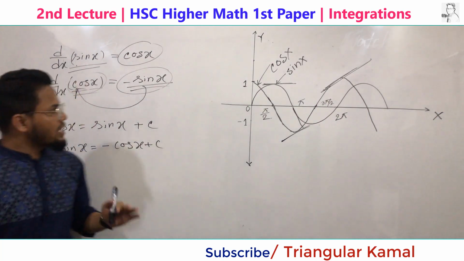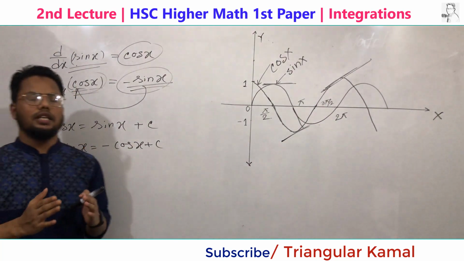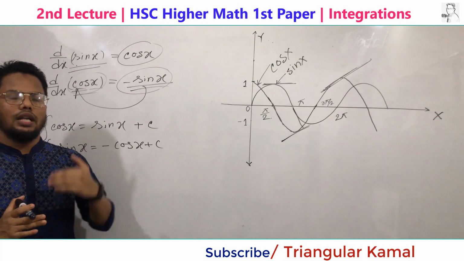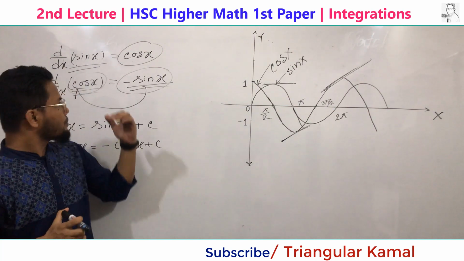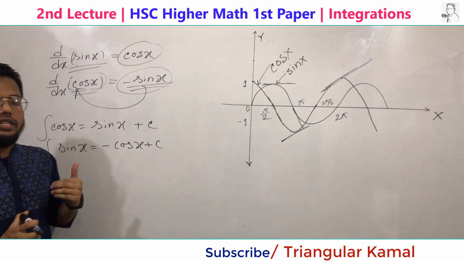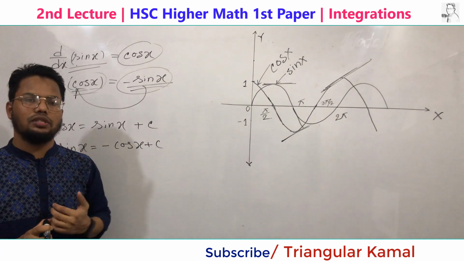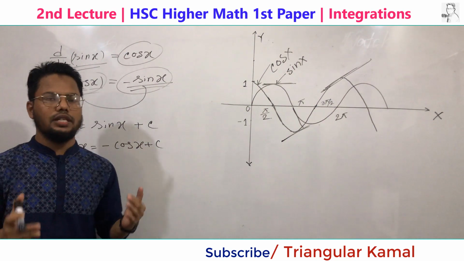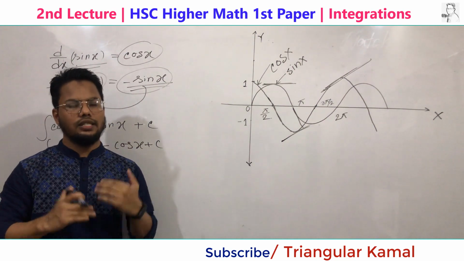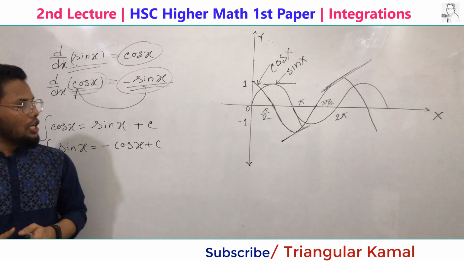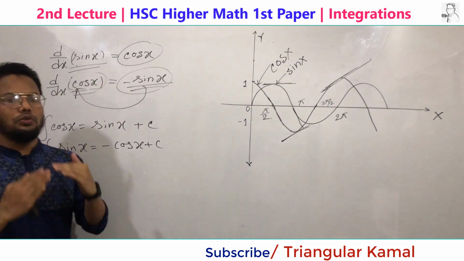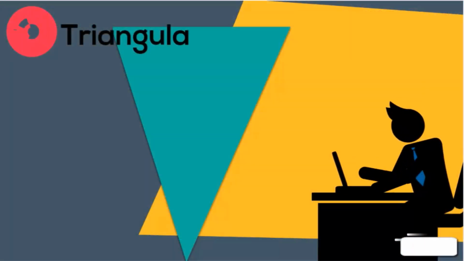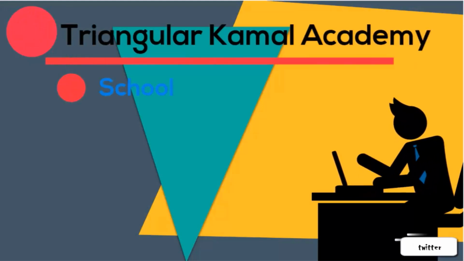So dear students, by using this we can find the formulas, like the integration of cos x equals sin x, and the integration of sin x equals minus cos x. Similarly we can find the relations for tangent, cotangent, secant and other trigonometric identities. So by using these formulas, now we will do some maths from our exercise.